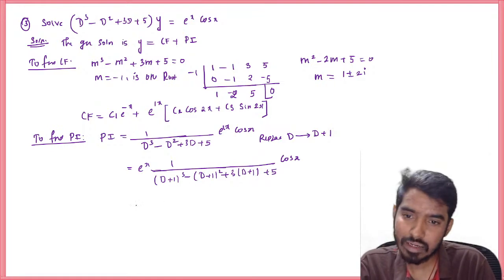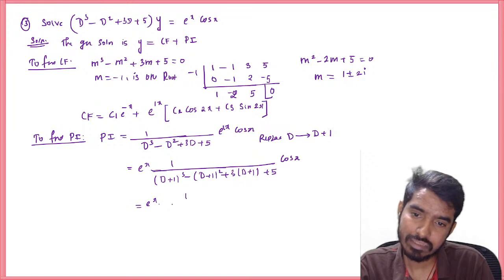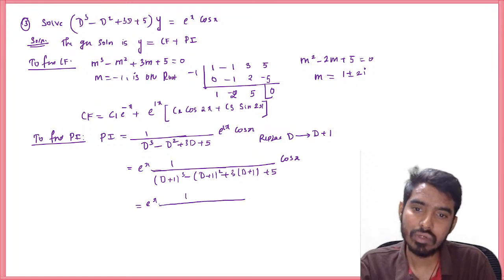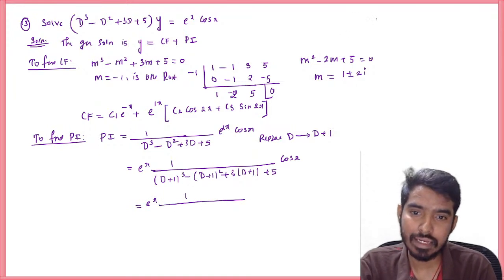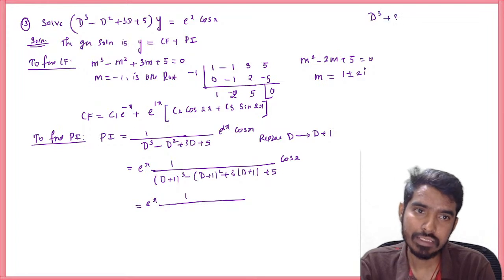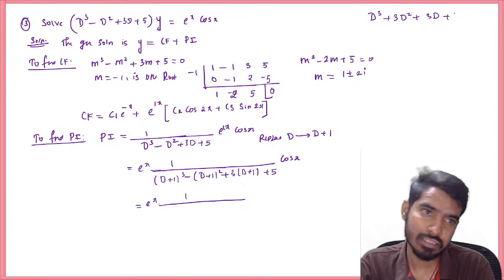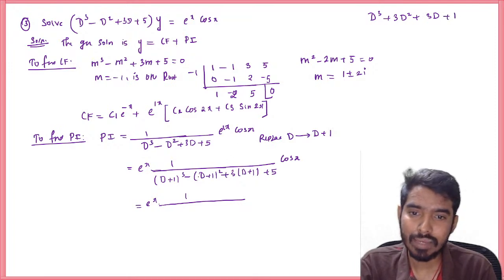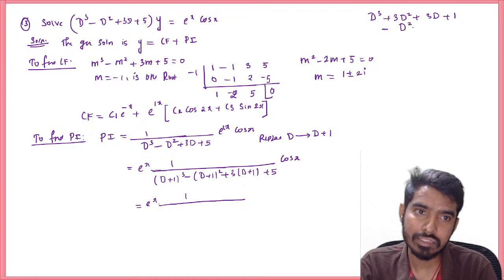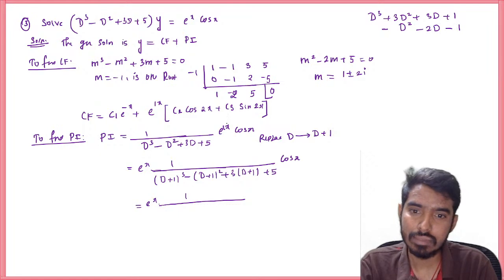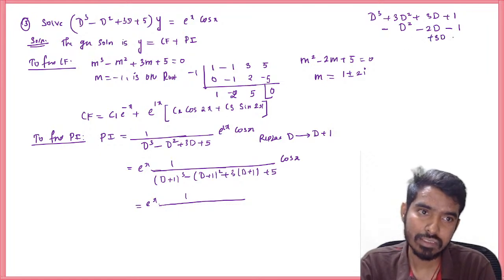This will be a long term, right? We have e power x, 1 divided by, so a plus b whole cube, I write it here: a cube plus 3a square b plus 3ab square plus b cube. And here we have minus of this term, so minus of a plus b whole square: a square plus 2ab plus b square. I'm just taking minus outside also. Plus 3d plus 3, and here you have plus 5.